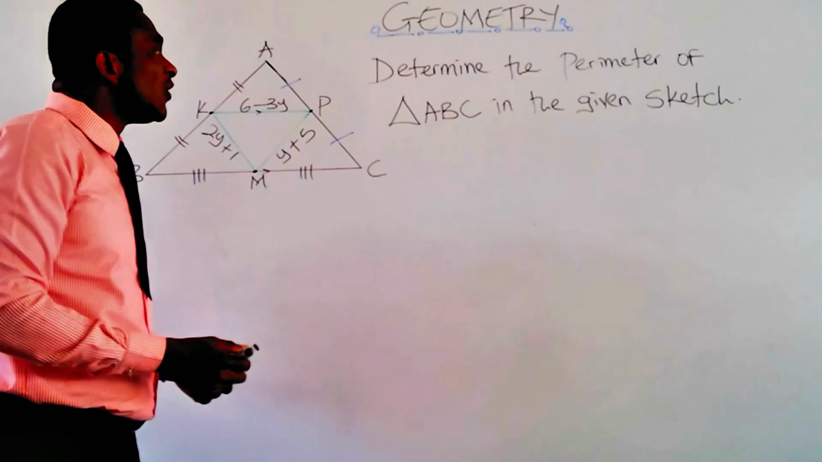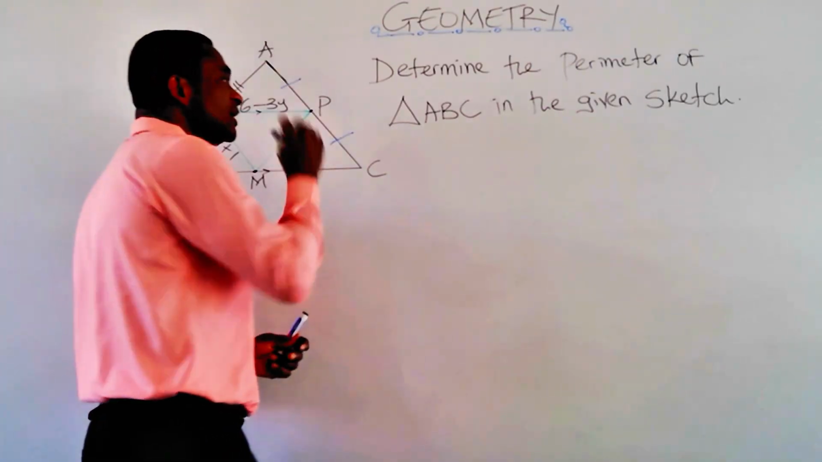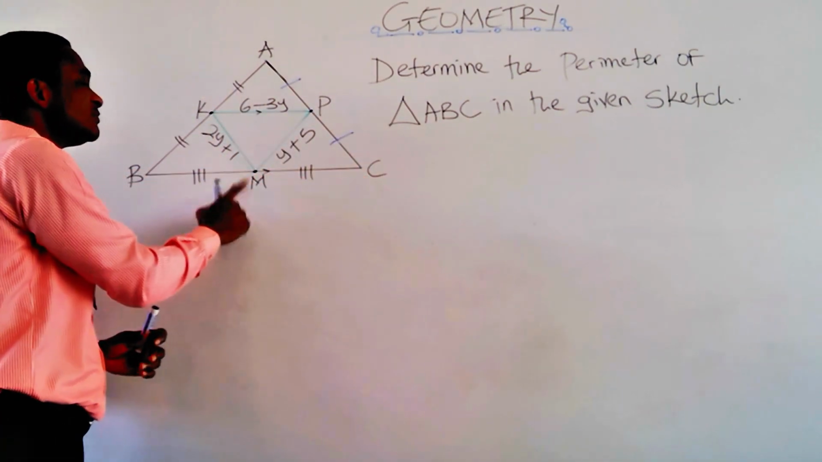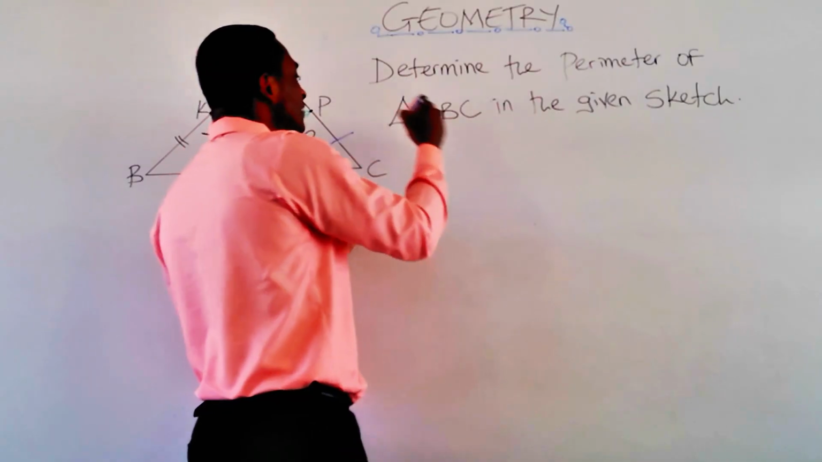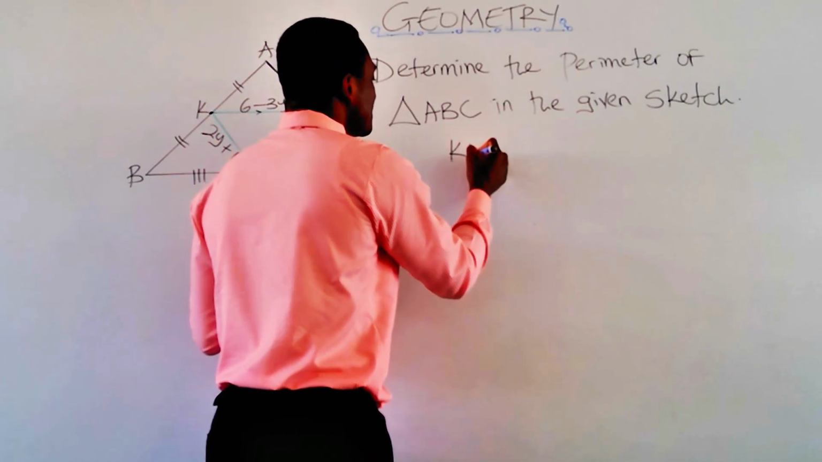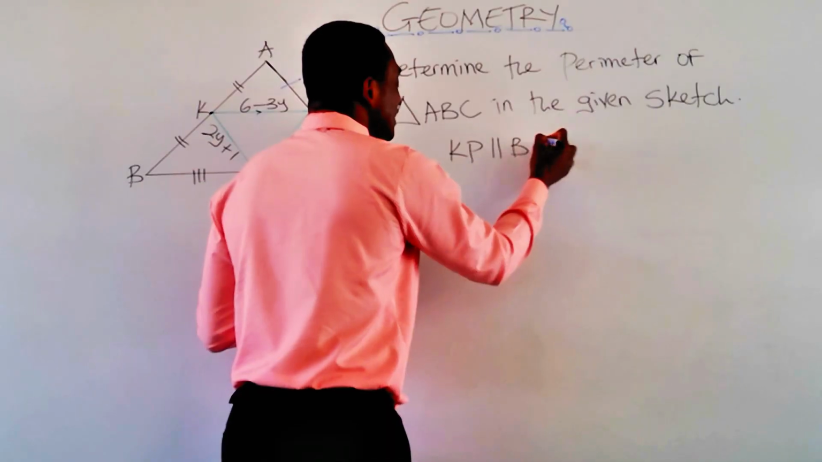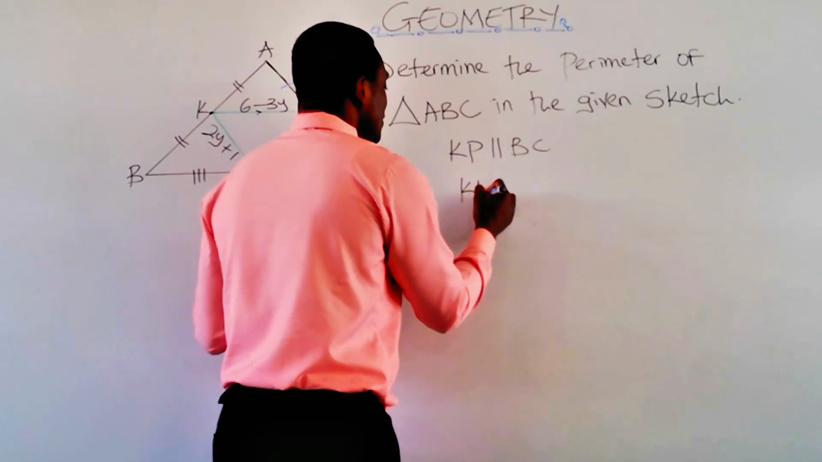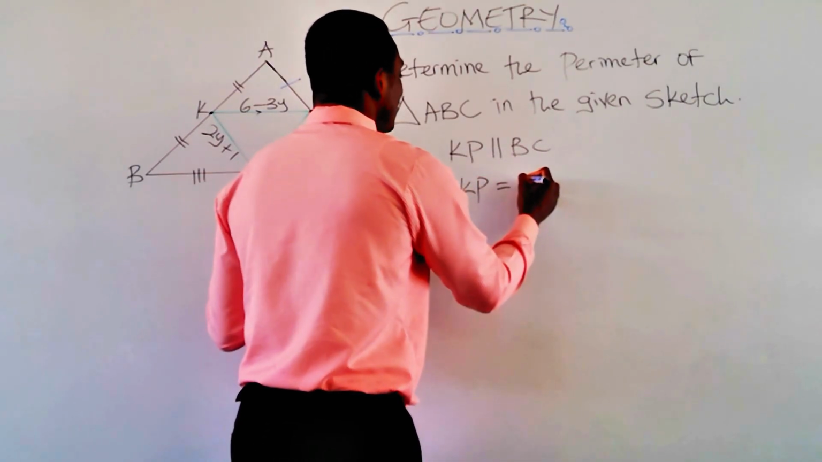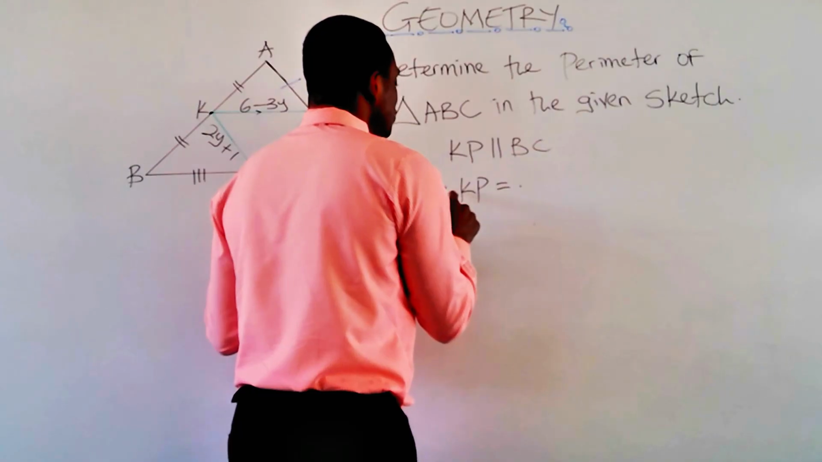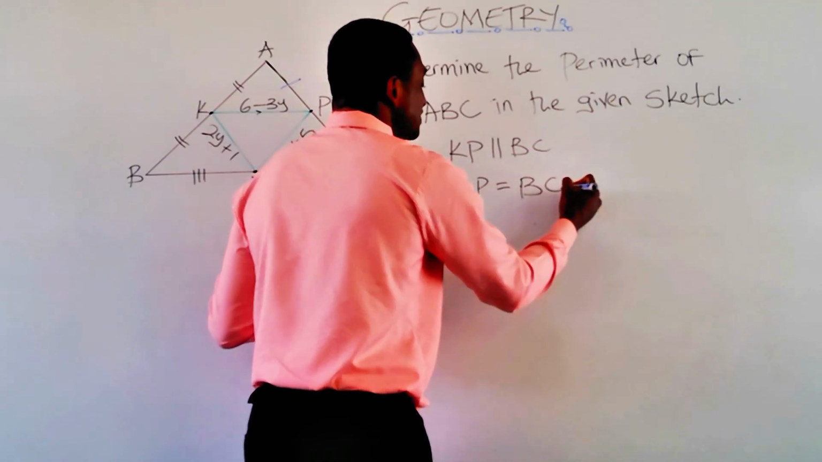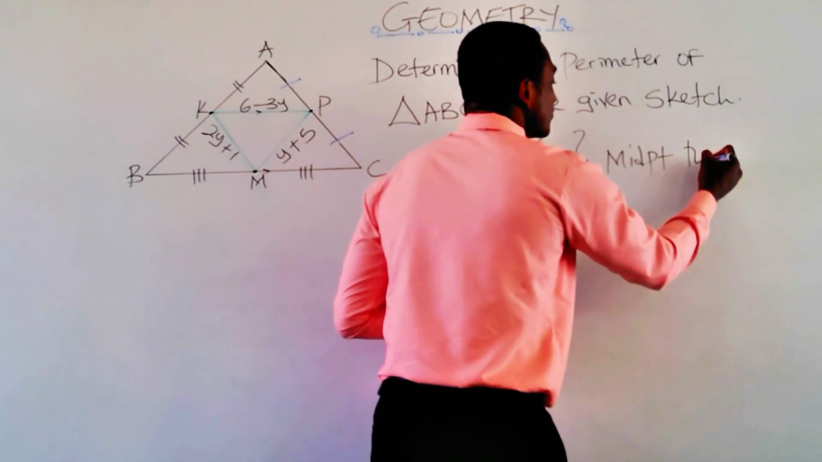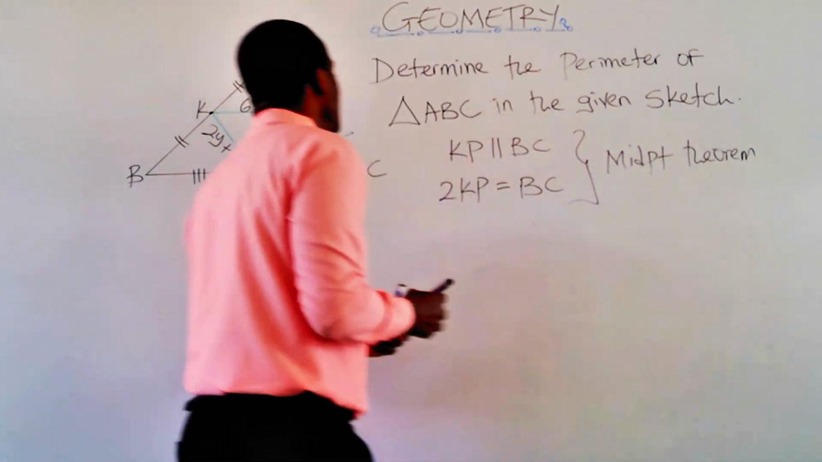So we look out for the second condition. Remember, if P is the midpoint and K is the midpoint, then KP is parallel to BC, that's the first condition, and the second condition says that KP will be half of BC. In other words, 2 times KP will give us BC. And these two are the midpoint theorem. Grab these as the midpoint theorem.